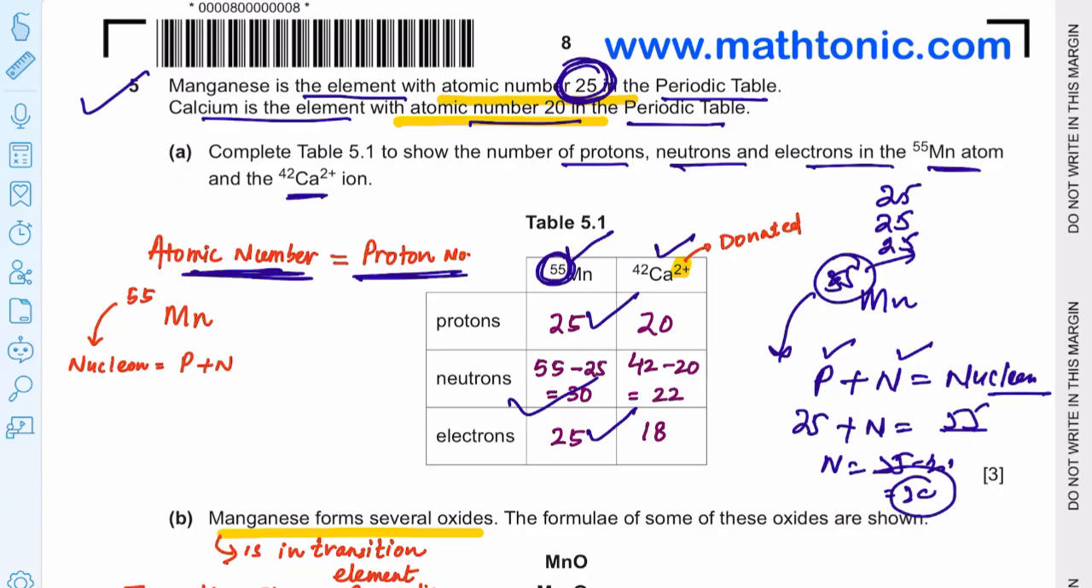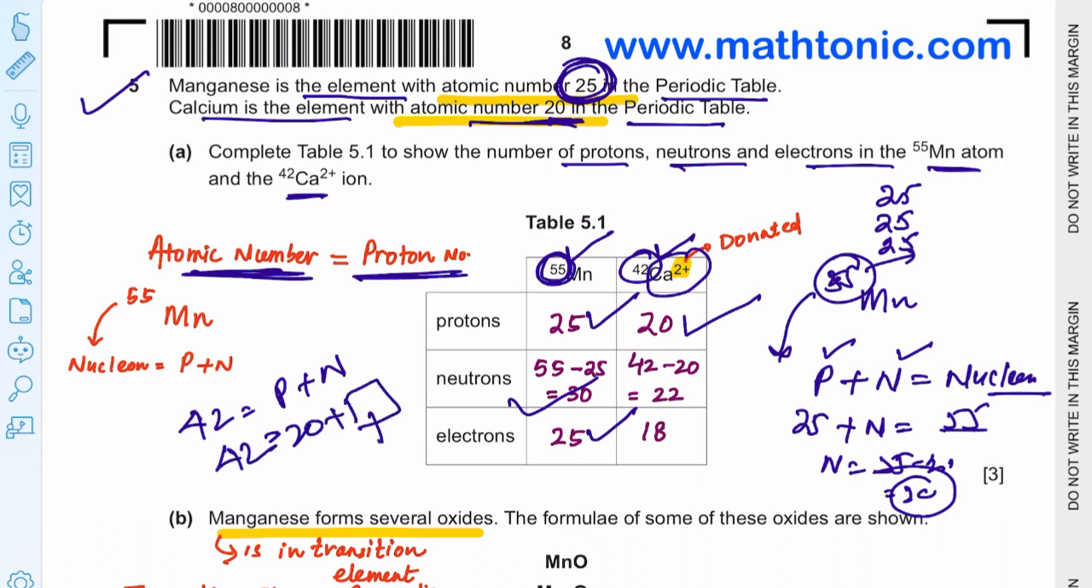Right? For the Ca2+ ion, if you see, 20 is the atomic number, 20 is the number of protons, right? And it is given 42. So 42 means what? Protons plus neutrons. So protons we have 20. So neutrons, what should it be? It will be 42. If you subtract this, I'll get 22. So this answer should be 22.